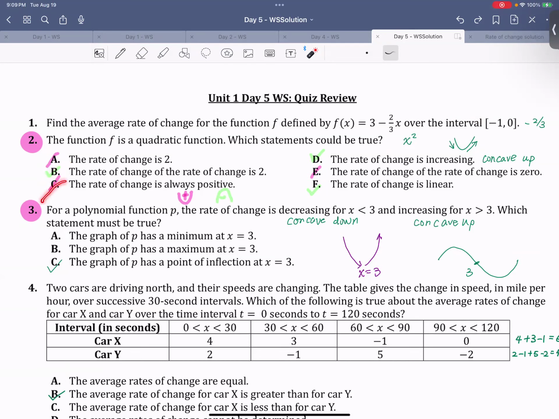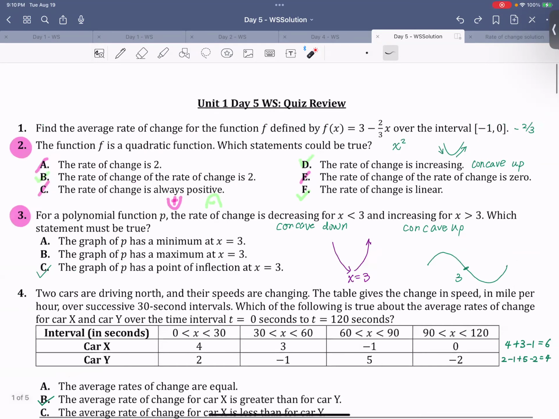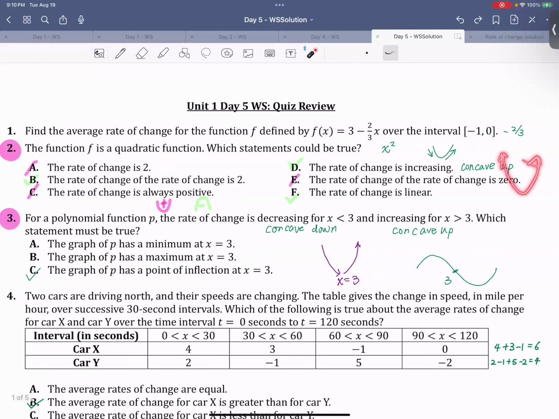And then C, the rate of change is always positive. The rate of change on the left is negative. On this part, positive. So C is wrong. The rate of change is increasing. That's true if you suppose this is opening up. But they didn't mention this at all. Or if they give you a graph, that's also okay. So I don't like this question. If they say the rate of change is increasing, then this is true. The rate of change is increasing means concave up.